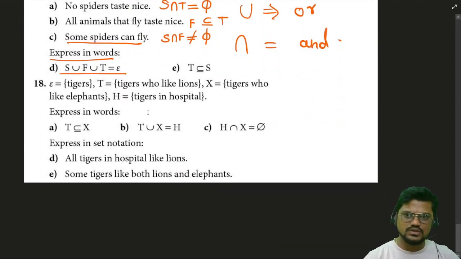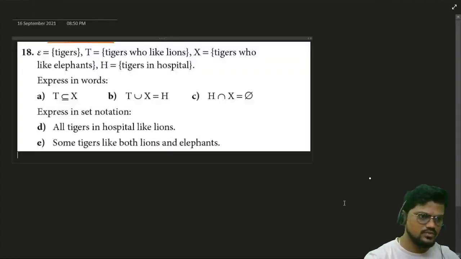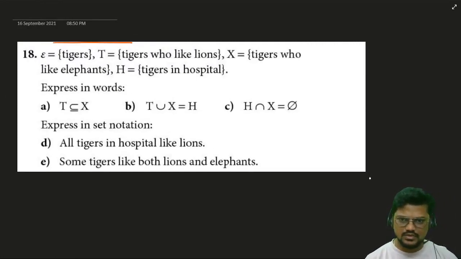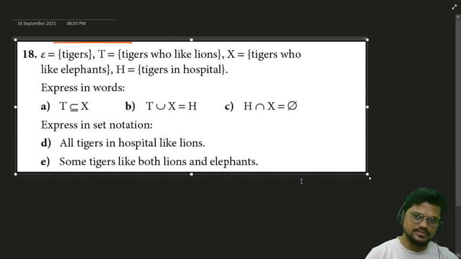Fine. Now let's solve the 18th one, the last. No, this is not the last. There are a few more questions, I think. Wait, let me see. Yeah, only the 19th one is left.